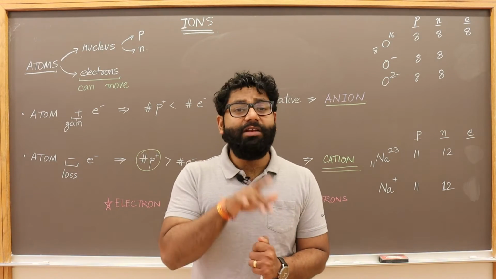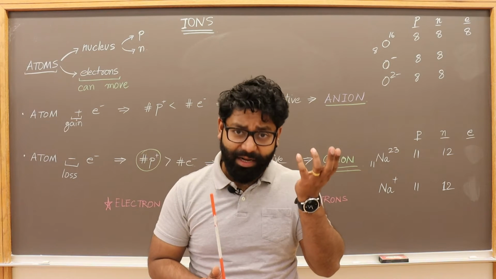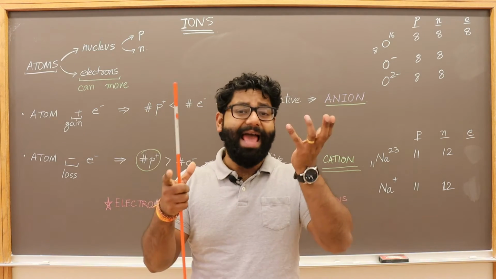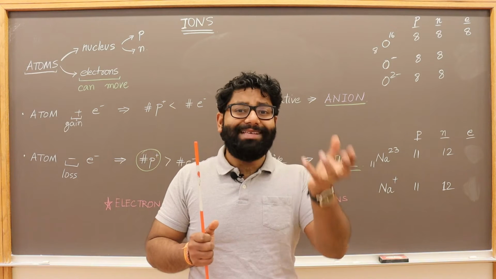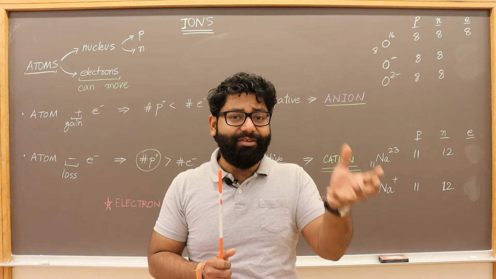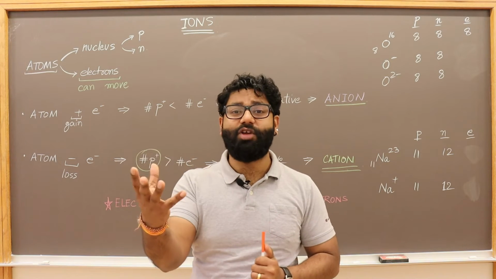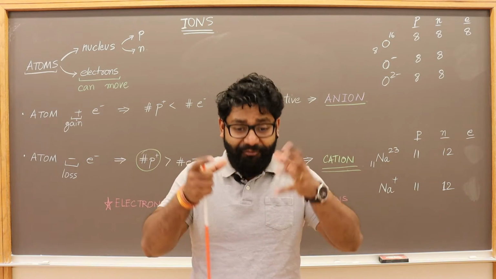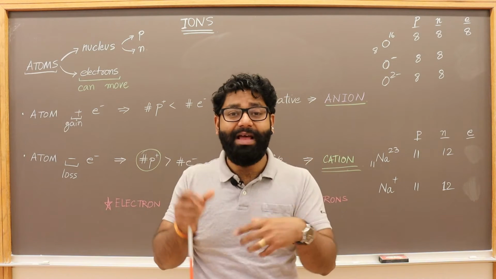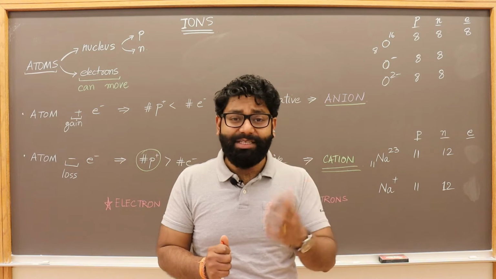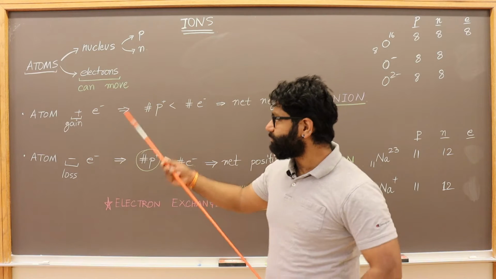Now remember, for a neutral atom, the number of protons is equal to the number of electrons. The number of protons and electrons are the same. Now, if you lose electrons, the number of electrons is decreasing, but the number of protons remains the same. So effectively, the net charge on the atom becomes positive, and that is why when you lose electrons, you get a positive charge.